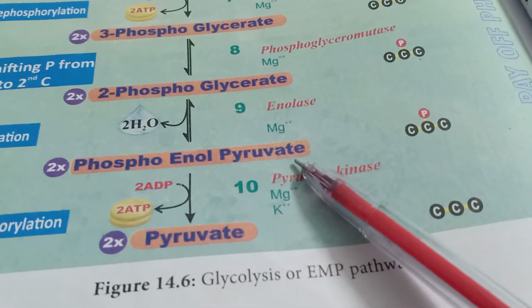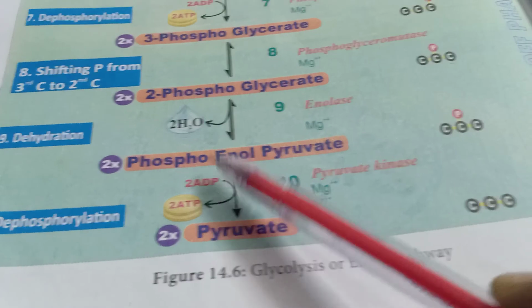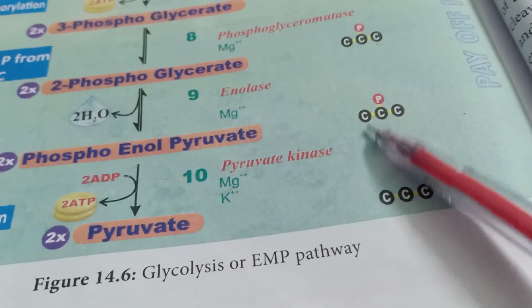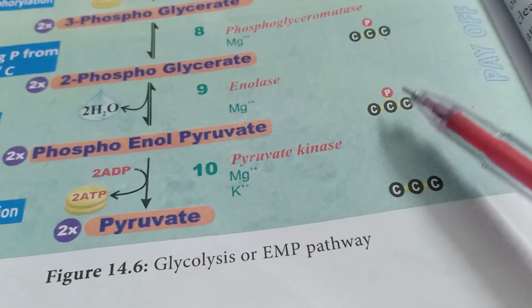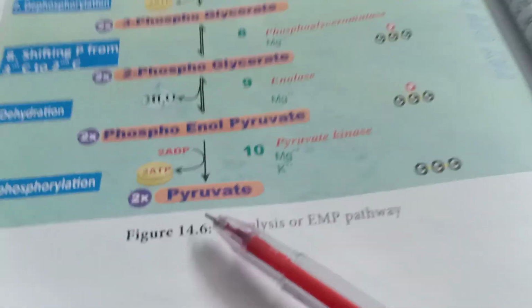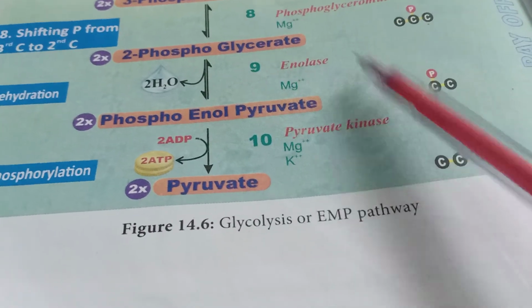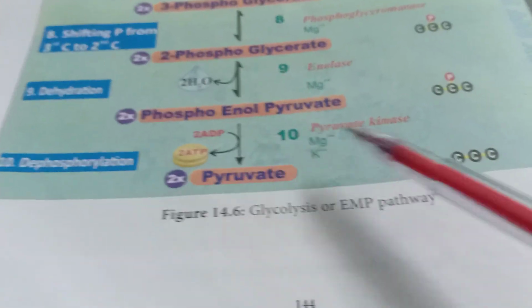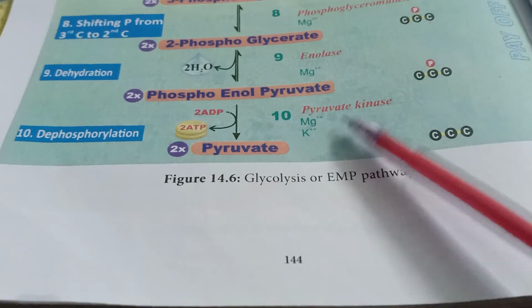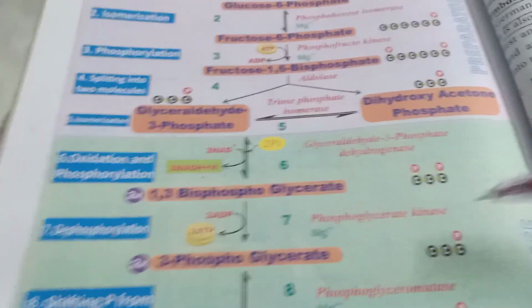To this phosphoenol pyruvate, dephosphorylation takes place. The phosphate is removed; see, in the second position, the phosphate is there. From this the phosphate is removed, and you get the 3 carbon compound which is called pyruvate. A phosphate molecule is removed, so it is called dephosphorylation, in the presence of the enzyme pyruvate kinase. So this is called glycolysis.